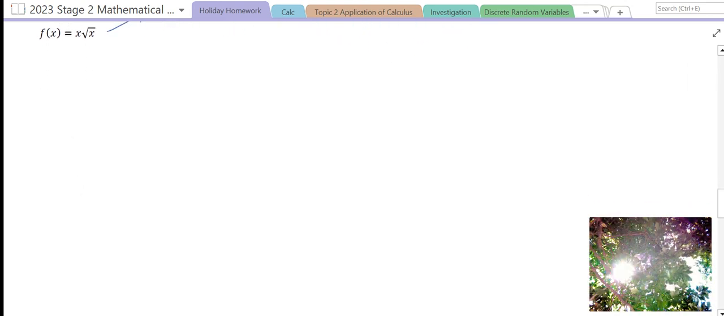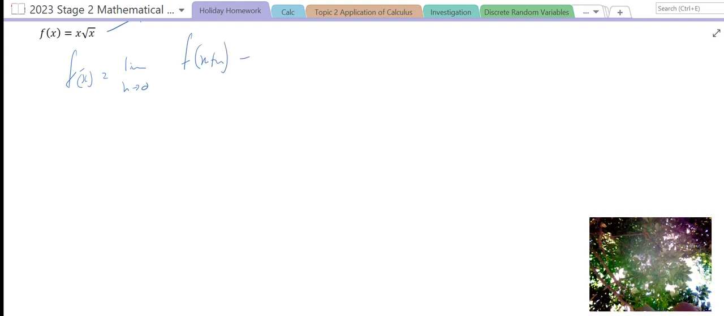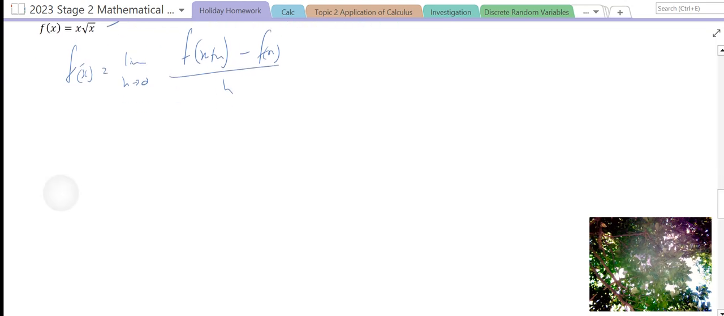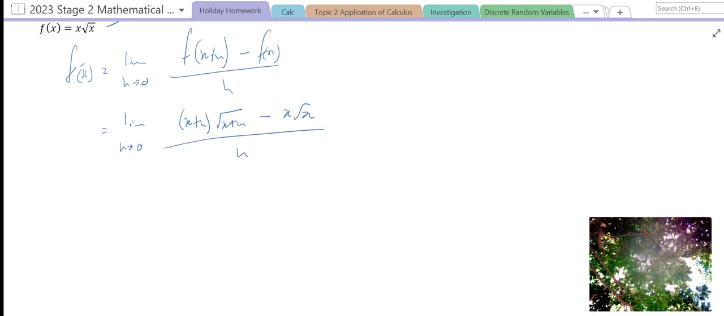What we need to do now is write the formula, substitute in the formula, we get our first mark. So formula, f dash x is equal to the limit as h approaches 0 of f of x plus h, take f of x, on h. Right, then substitute. Lim h approaches 0 of, well, x plus h root x plus h minus x root x over h.